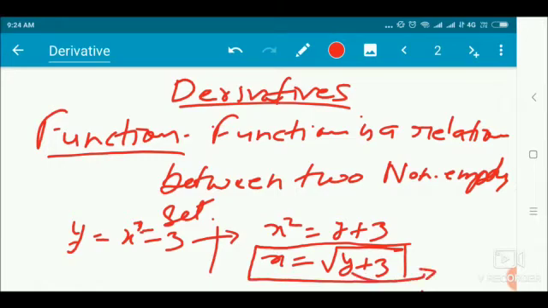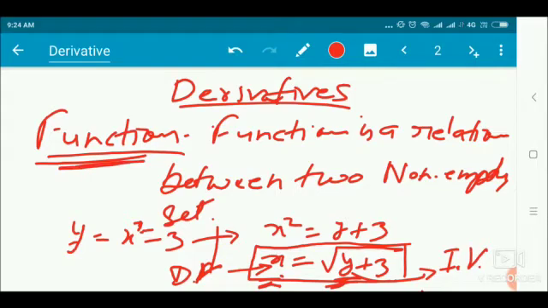Now this time y is independent variable and x becomes dependent variable. Why? If we put the value of y, we'll get the value of x. So here the value of x is depending upon the value of y. So that's why y is independent variable and x is a dependent variable. So we can convert dependent variable into independent and independent variable into dependent variable.